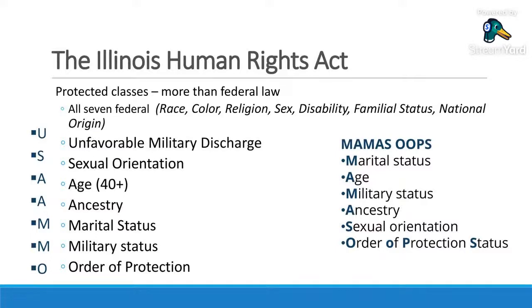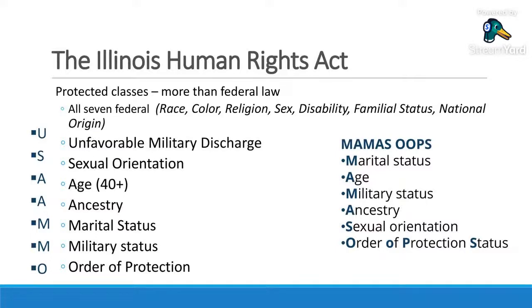And then marital status, right? So you won't be discriminated against because of that. Military status, and then order of protection. This is where if you have an order of protection against someone, it should not be used against you when you're trying to get housing. All right. So you may even be able to, depending on the severity of the situation, break the lease to get out of that situation. All right. So these are for Illinois.